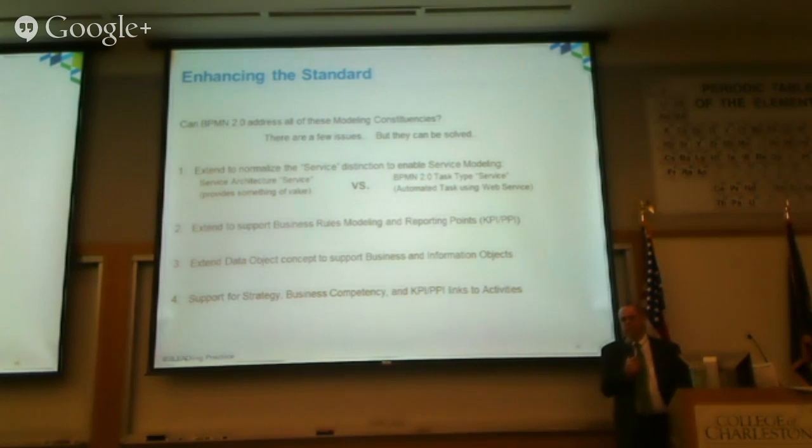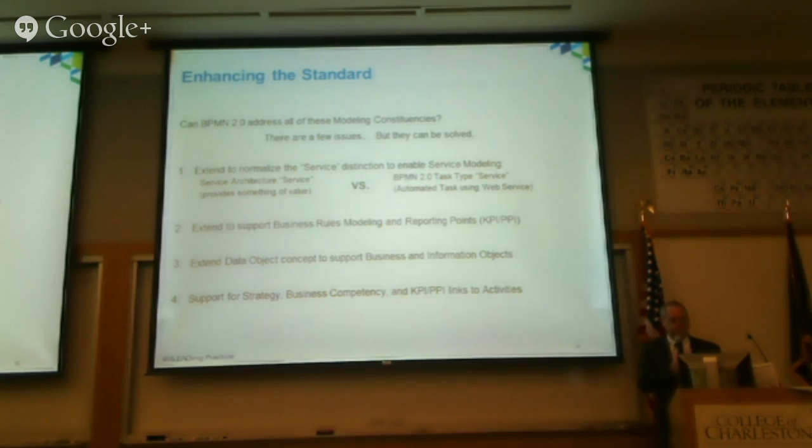And of course, the distinction that Lead likes to make is the fact that services in themselves are completely different and have nothing to do with whether they're automated or not. They can be either. The same with tasks. They can be automated or manual. That's a key distinction. The idea of extending business rules modeling and reporting to be able to have the points of reporting directly in the process maps.